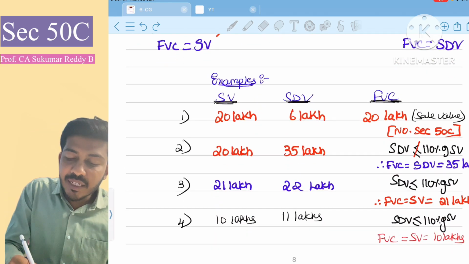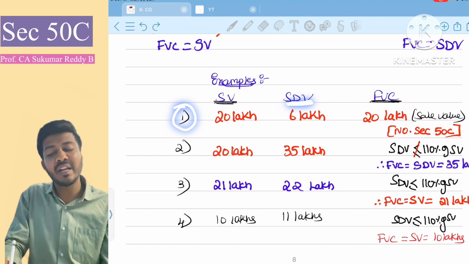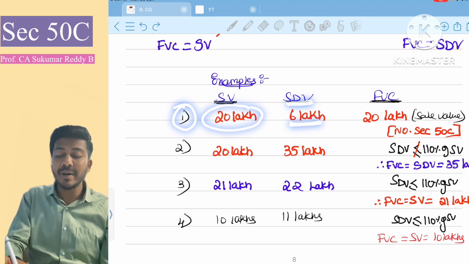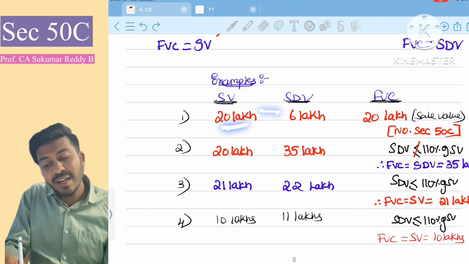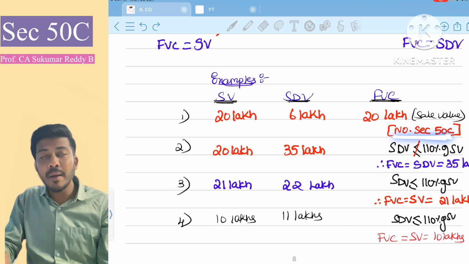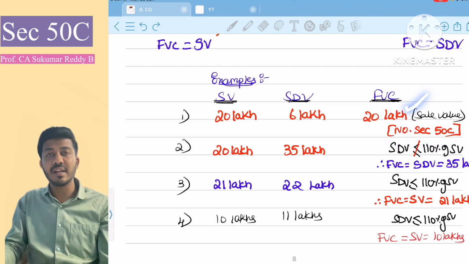Come. Our first example: the government says the minimum value you should sell a property for is 6 lakhs, whereas you are selling for a greater profit, 20 lakhs, which means your SV is greater than SDV. Section 50C is not going to come here. Whatever you are selling, that will become your full value of consideration.